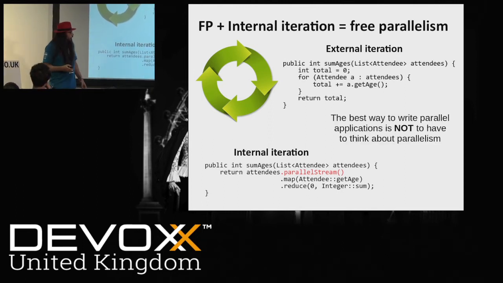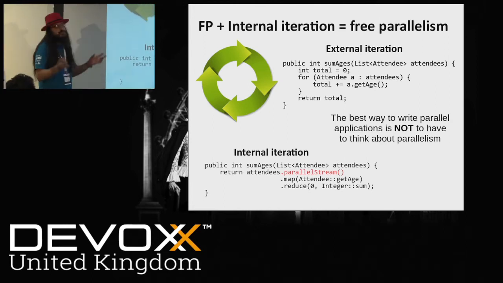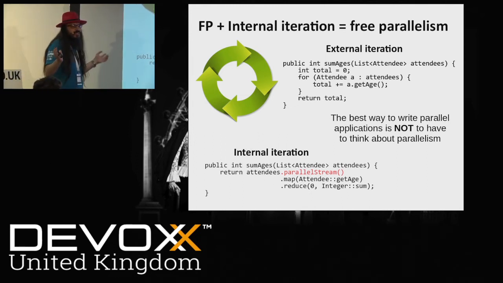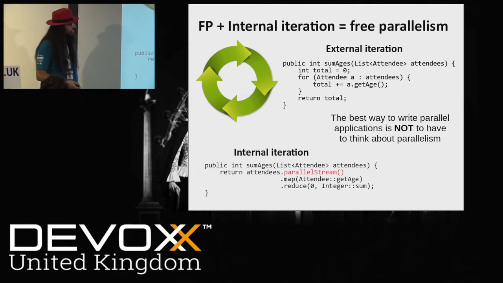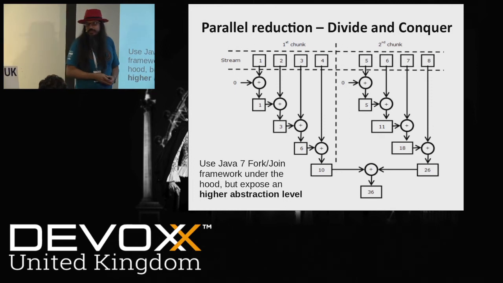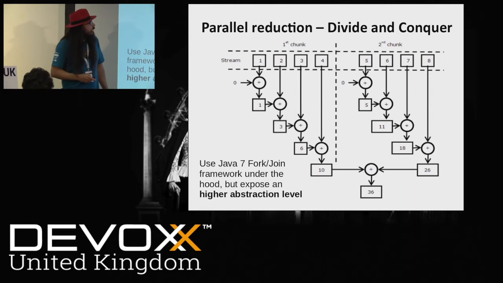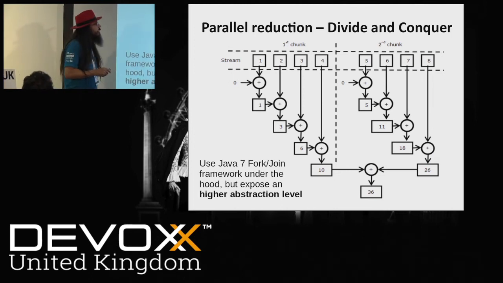And if you think about it, this is the best way to write parallel code, because you really don't care about parallelism in this case. It's exactly the same code, right? So what happens internally when I do this? I had my list of attendees, and I want to sum their ages, if you remember.